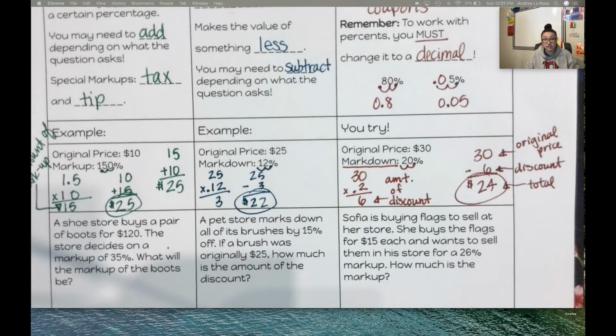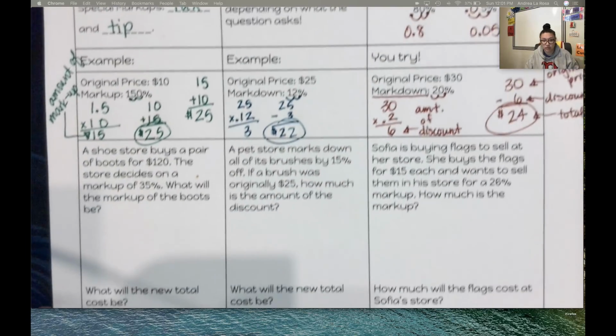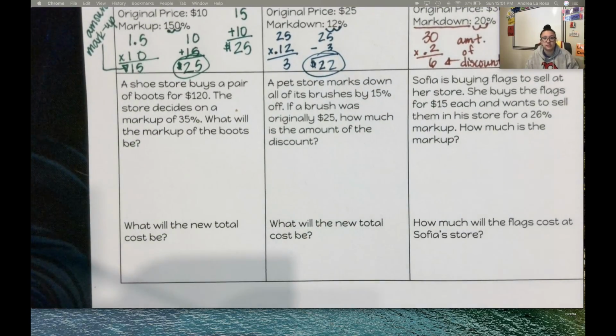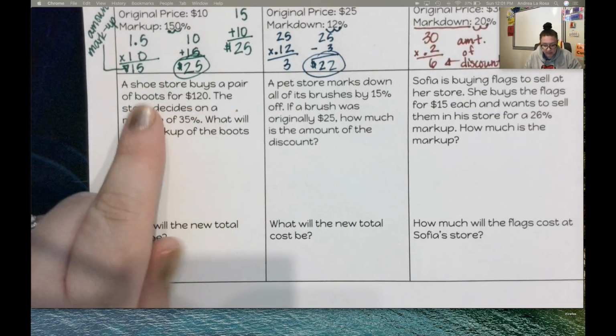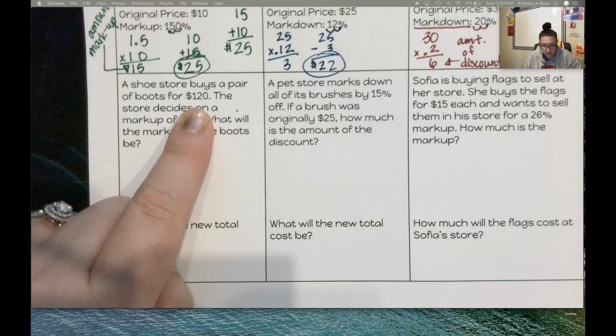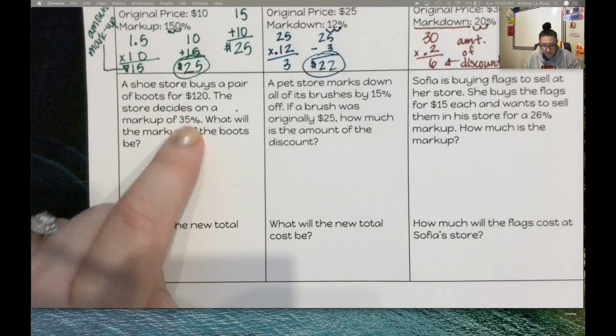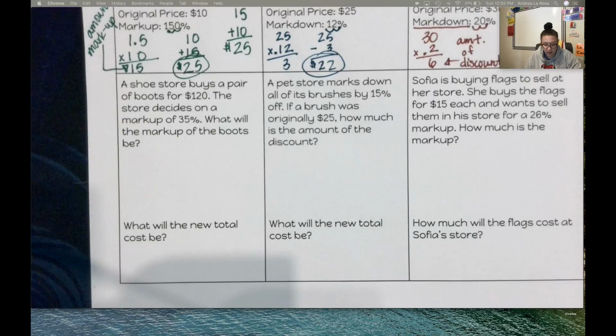We got 3 more problems. Now we got word problems. This first one says, a shoe store buys a pair of boots for $120. The store decides on a markup of $35. What will the markup of the boots be? So if you own a store, you buy those boots, do you want to sell them for the same price you paid for them? No, you're not going to make any money. So you, as a store owner, want to mark up the price so that you make some money.